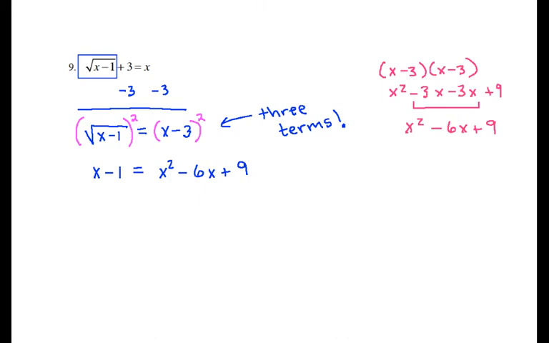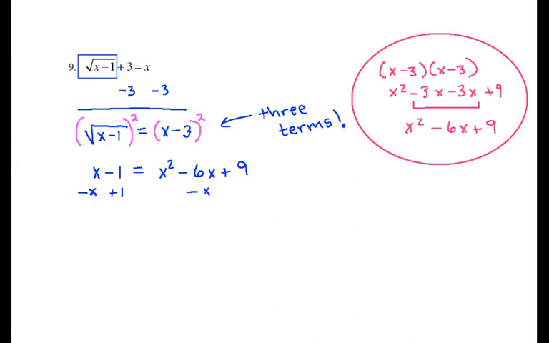In case you're not seeing right away how that works, I've put a little calculation over to the side here that you can refer to, where we just write x minus 3 times itself and FOIL it. So we now have a quadratic equation that we're going to solve for x. It seems like factoring is worth trying, so let's go ahead and get all the terms on one side. I'm going to do that by subtracting x and adding 1 to both sides.